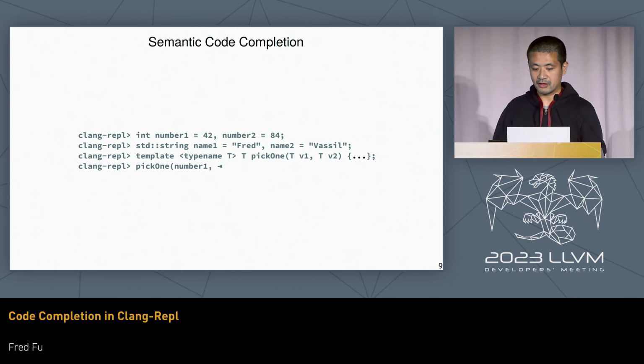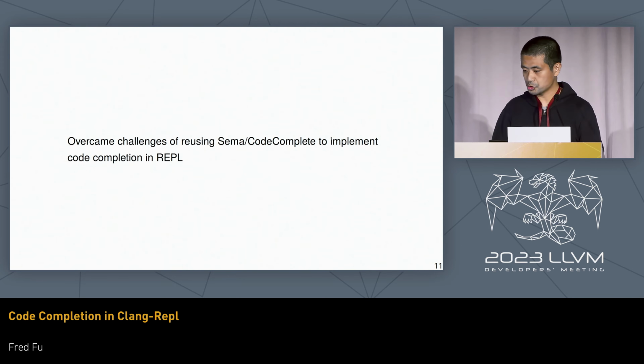In the near future, you will have more precise completion results. Here we have two numbers and two strings and a generic function called pick1. Since the types of its two arguments need to be compatible, and we already used number one at the call site, if we hit tab, the completion system shows number one and number two. So in a nutshell, in this project, we overcame challenges of reusing the existing Clang semantic code completion infrastructure to implement code completion in REPL.